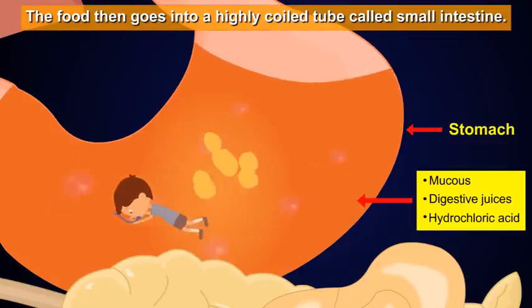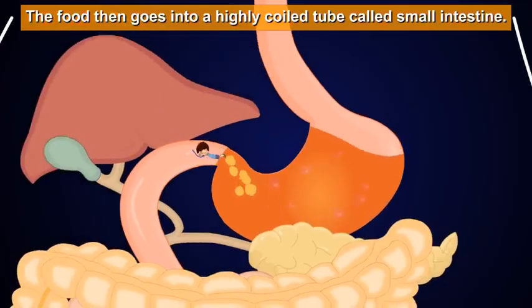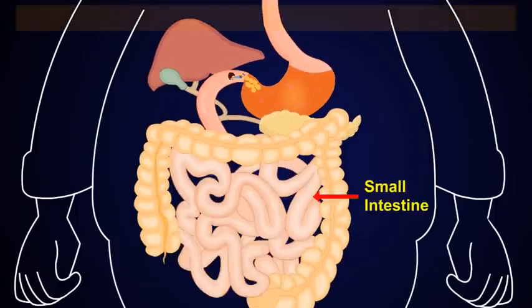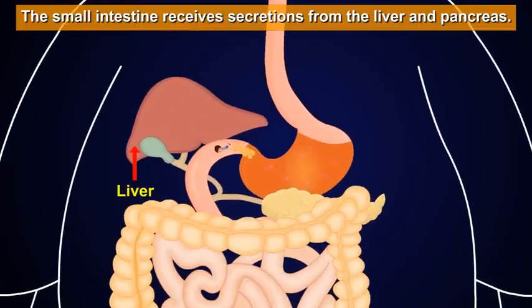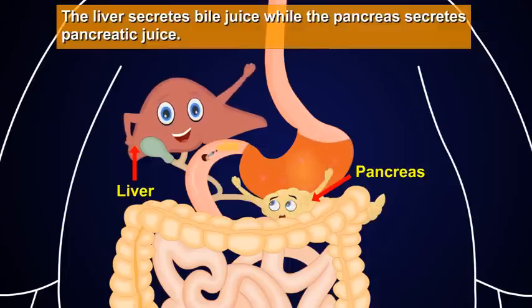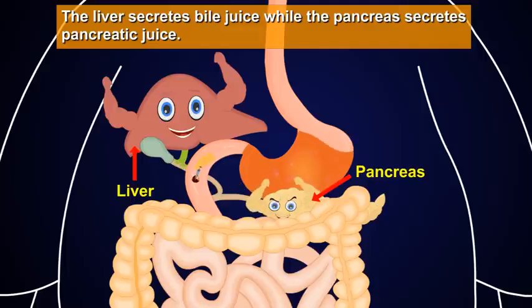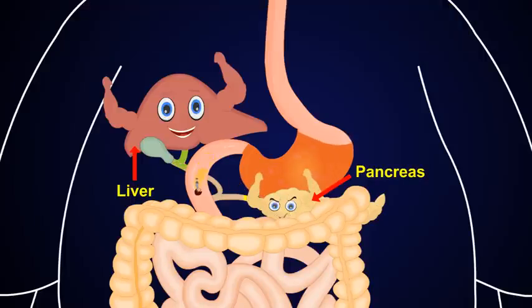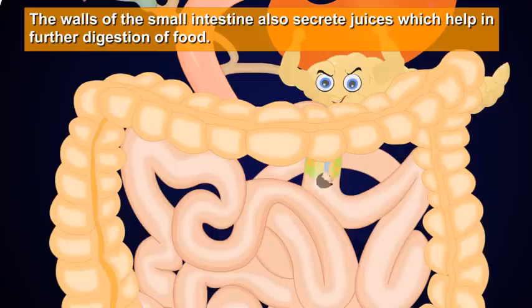The food then goes into a highly coiled tube called small intestine. The small intestine receives secretions from the liver and pancreas. The liver secretes bile juice, while the pancreas secretes pancreatic juice. The walls of the small intestine also secrete juices which help in further digestion of food.